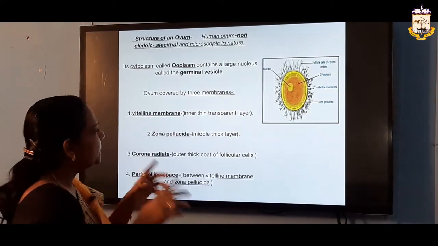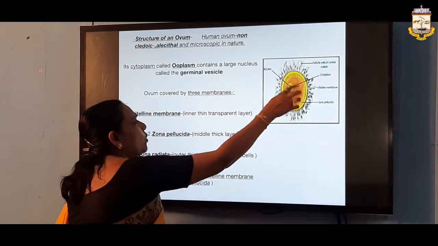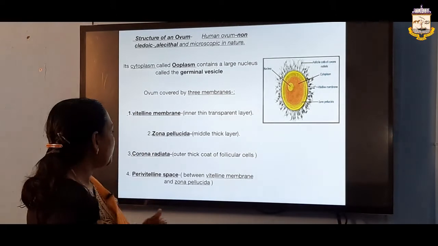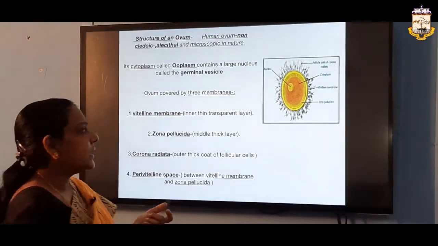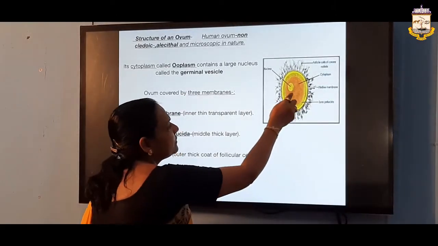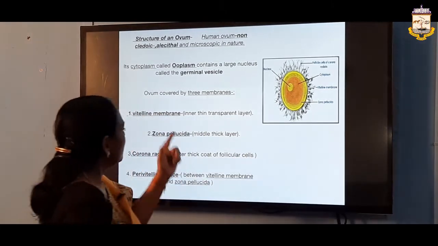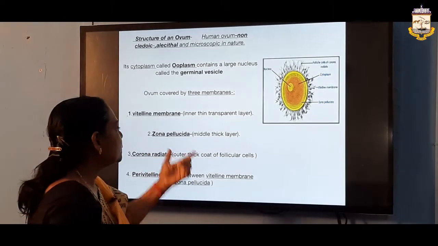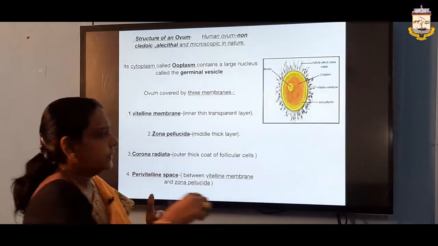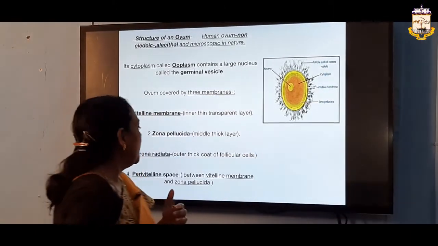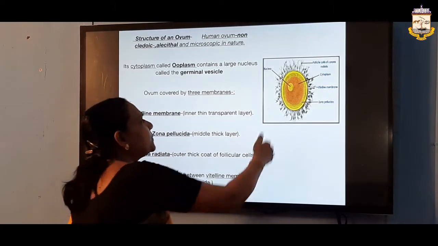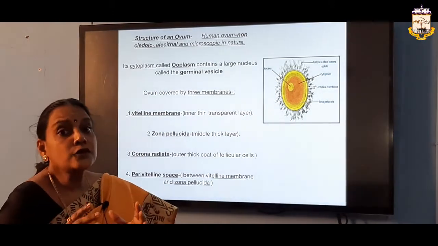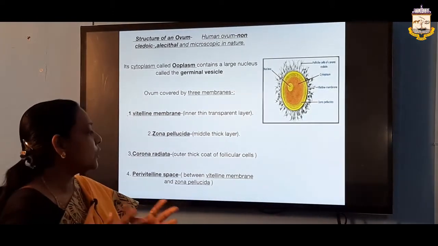Now, the ovum is surrounded by 3 membranes: the vitelline membrane, zona pellucida, and corona radiata. Immediately after the ooplasm is the vitelline membrane, the inner thin transparent membrane. The next one is the zona pellucida, the middle thick layer. You can find the thick layer here. And after that, the corona radiata, the outermost layer, a coat formed of follicular cells.